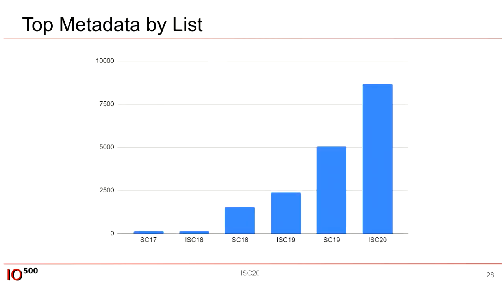Now, metadata, on the other hand, the metadata scores have gone up pretty significantly list over list. So it's interesting to me that apparently some of the challenges in the metadata are easier to improve over time than maybe some of the bandwidth challenges.